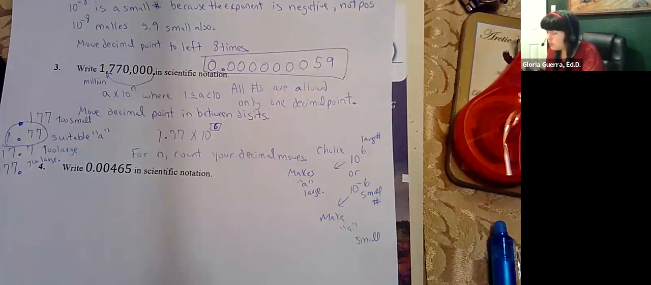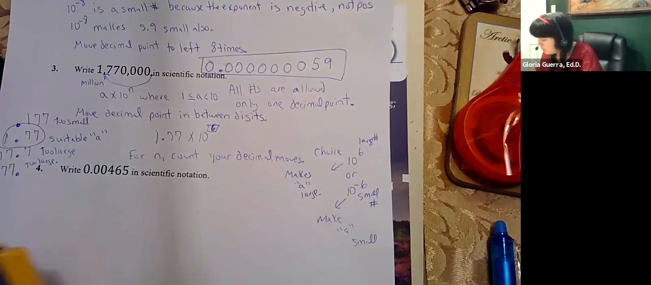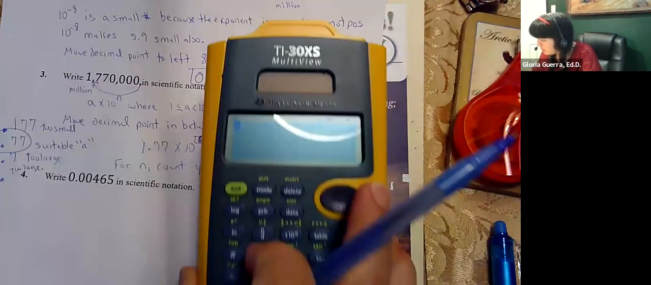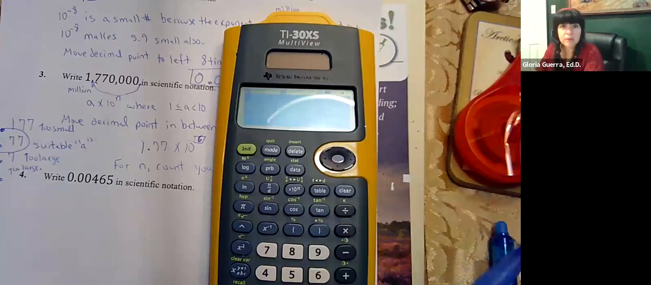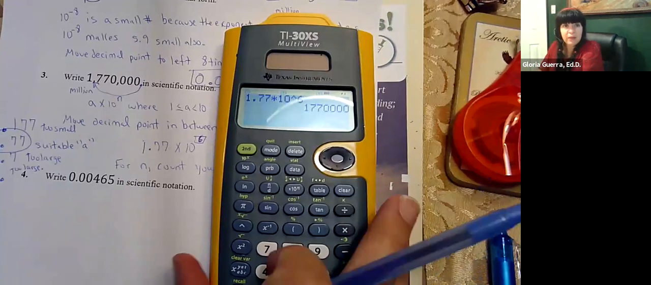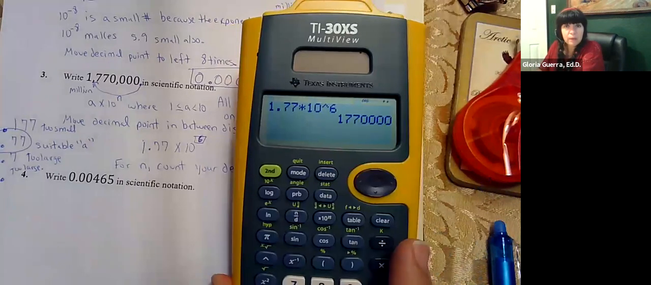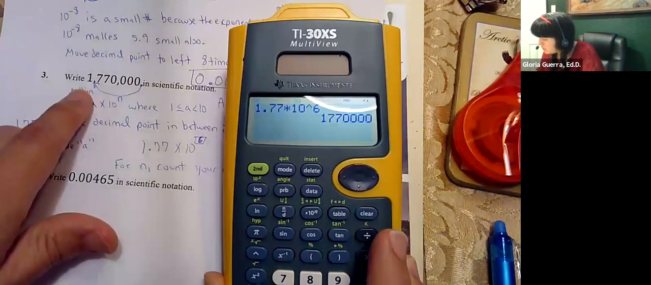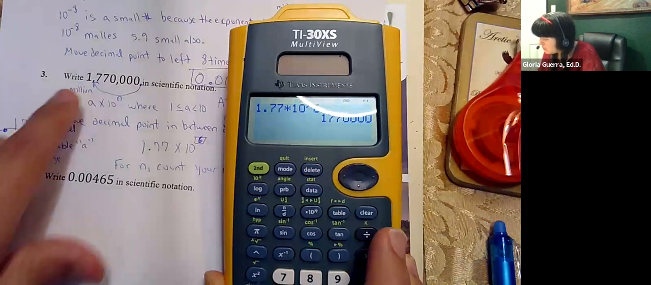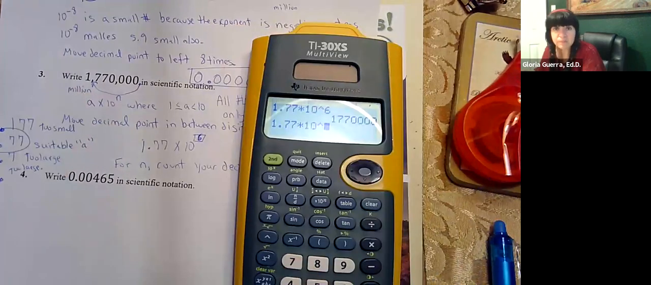If I do 1.77 times 10 to the 6, 1.77 times 10 raised to the 6th power, see how that gives you this back, the large number? Whereas the other one, 1.77 times 10 raised to the -6th power.